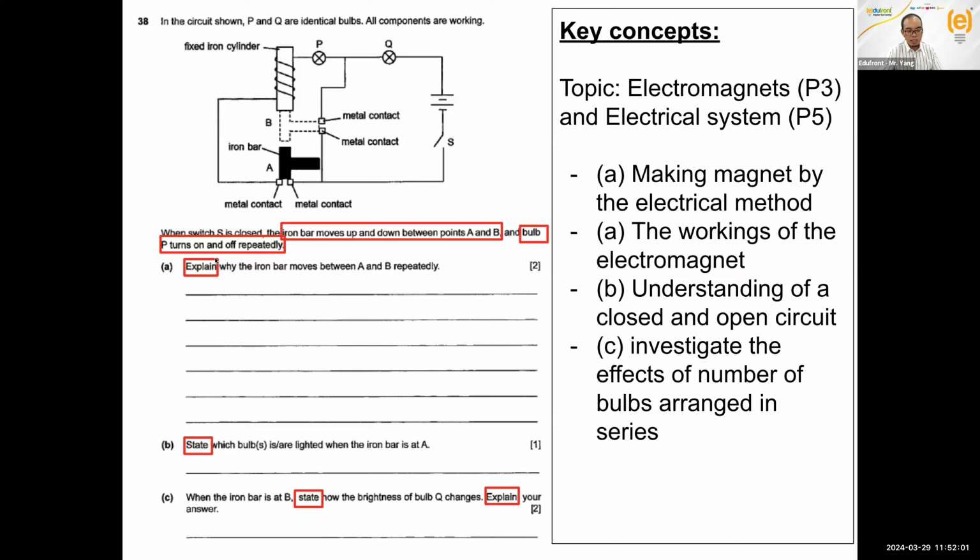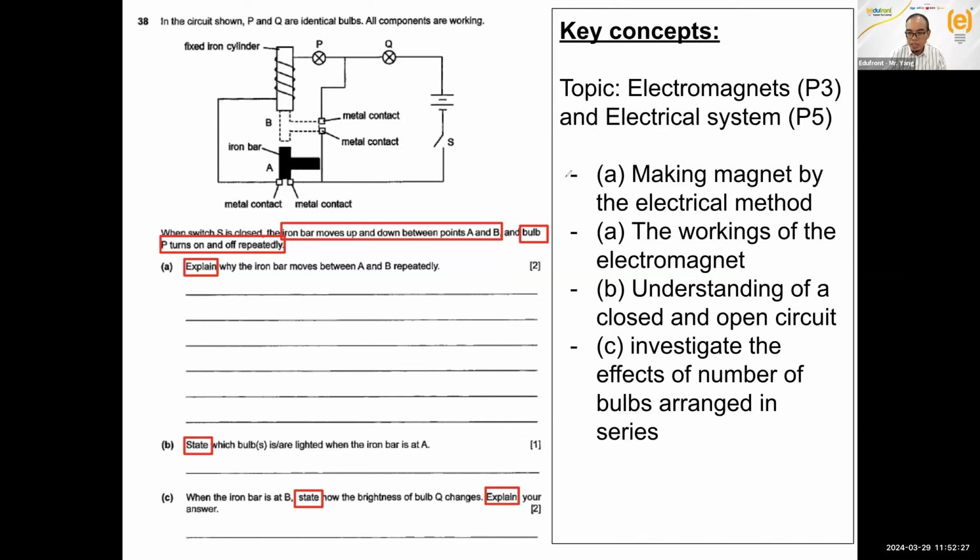Now, if you recall, this is on two topics. One is electromagnets. You learned this in Primary 3 under the topic of magnets, way back in P3. And at P5, you also learn the topic of electrical systems, correct? Again, it's not a P6 topic, but it is tested in the PSLE. Okay, so what is required for you to know?